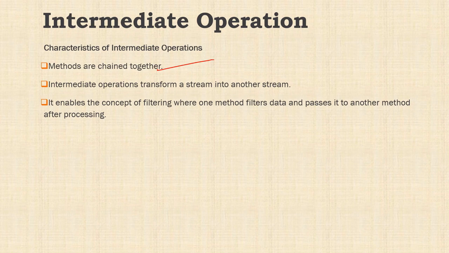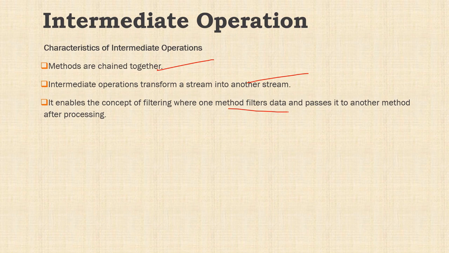Intermediate operations transform a stream into another stream. It will take in a stream and it will also produce a stream. It enables the concept of chaining, where one method filters data and passes it to another method after processing. So if you are using the filter method, it will take a stream as input, and it will also produce a stream. On this stream you can perform further operations, like if you are doing stream.filter, then after filtering, if you want to do map, then you can use stream.filter.map.